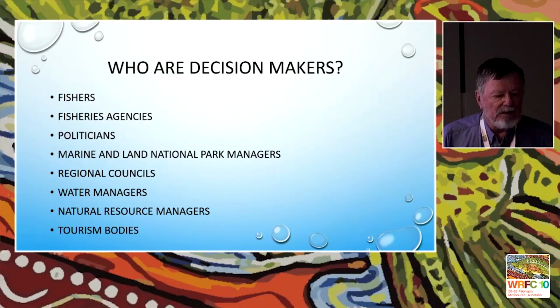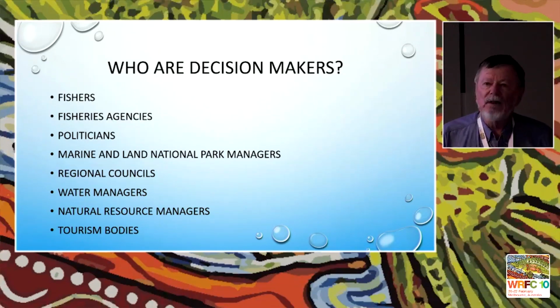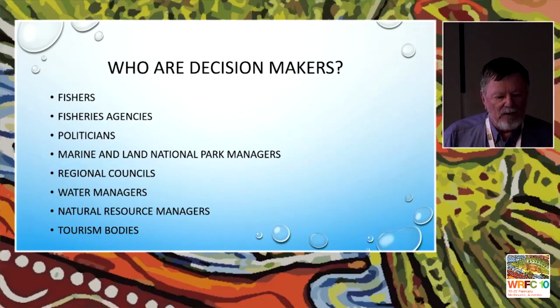Other decision makers are politicians. Politicians are pretty big decision makers in the business because they make the big decisions about where they want to see things going. Marine and land park, national park managers also have an impact on fishing through regulations, marine park regulations, and national park arrangements as well.